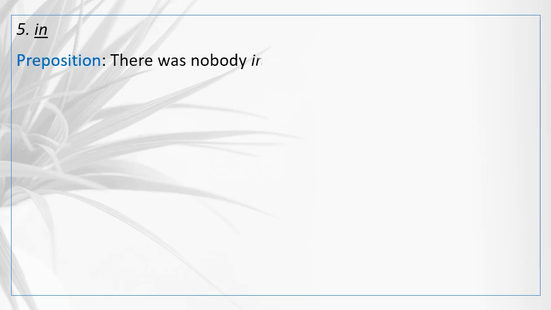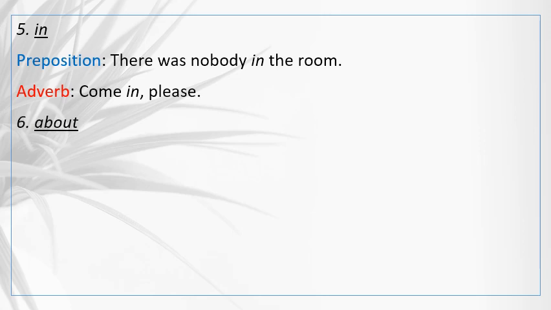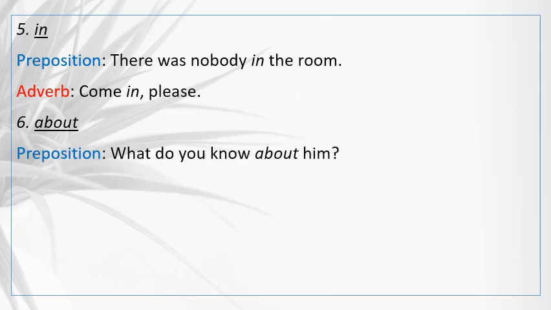The fifth word is in. As a preposition, the sentence is: There was nobody in the room. As an adverb, the sentence is: Come in, please. The sixth word is about. As a preposition, the sentence is: What do you know about him? As an adverb, the sentence is: The children were running about.